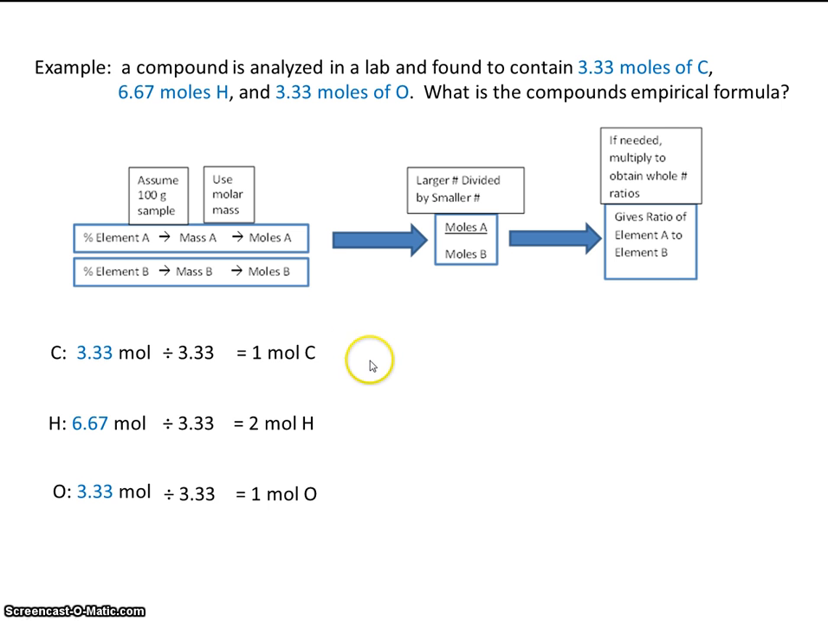So in this case, 1, 2, and 1 are already whole numbers. So we don't have to multiply any of these to come up with whole numbers. So this simply is our empirical formula. It's 1 mole of carbon to 2 moles of hydrogen to 1 mole of oxygen.